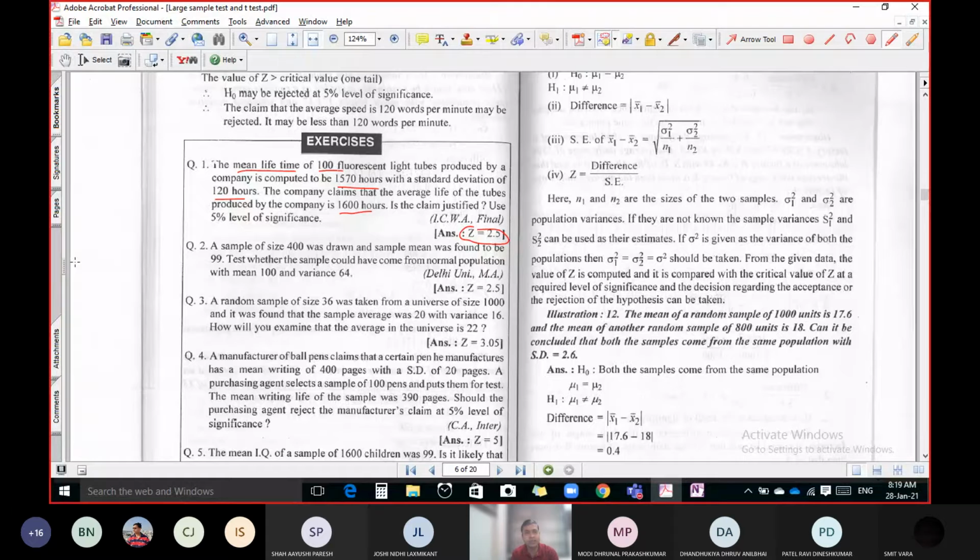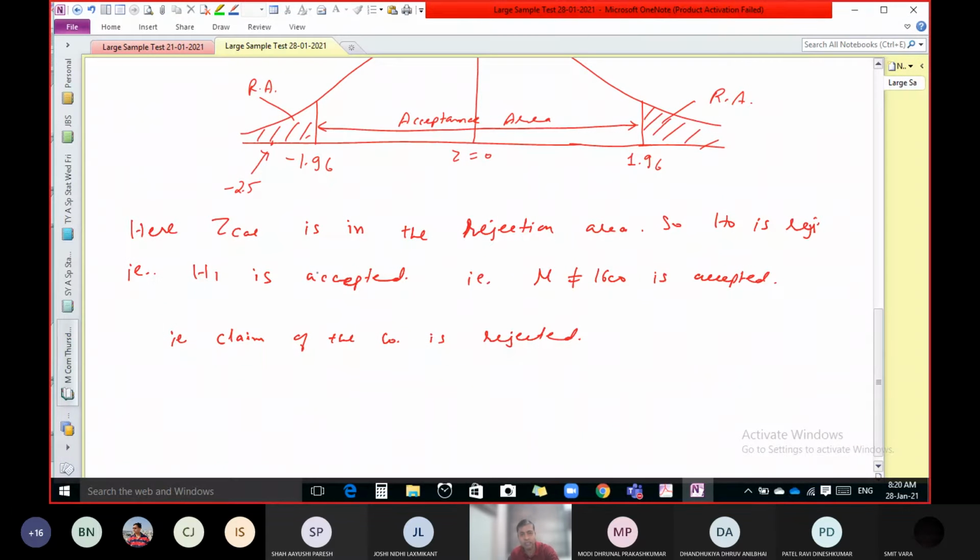Now see next question, question number 2. A sample of size 400 was drawn and sample mean was found to be 99. Test whether the sample could have come from the normal population with mean 100 and variance 64. So in this question, listen carefully.